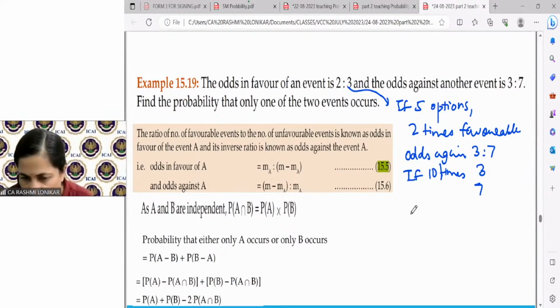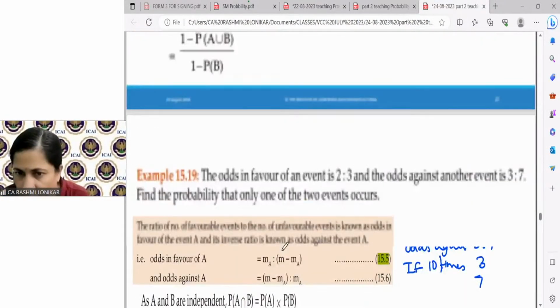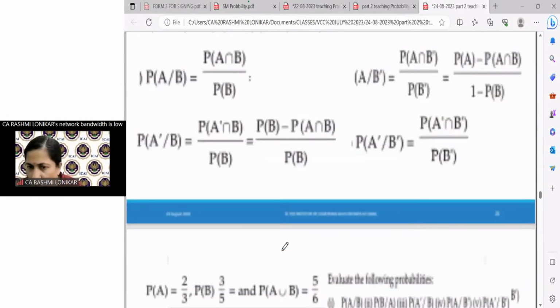Okay. So you have P of A minus B plus P of B minus A, which is P of A minus P of A intersection B plus P of B minus P of A intersection B, so PA plus PB minus 2 times P of A intersection B. This formula also you need to know. So I think we could take one or two more here.